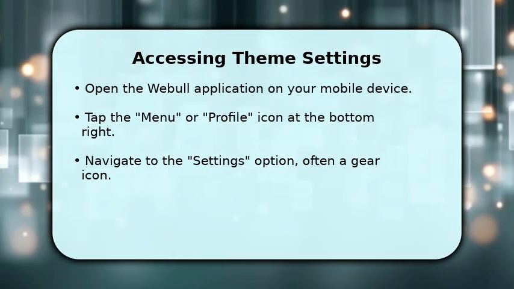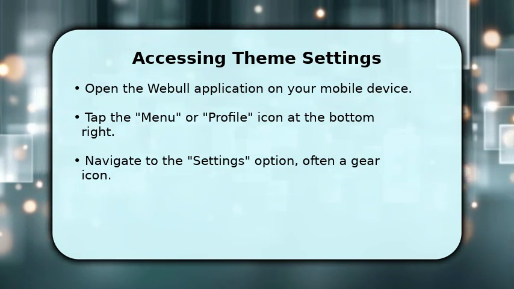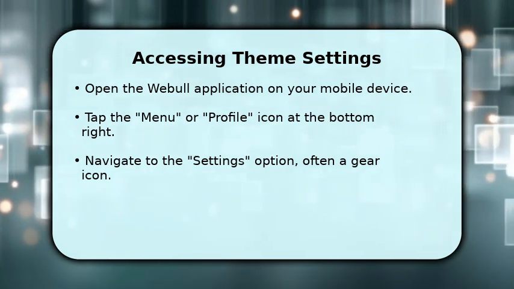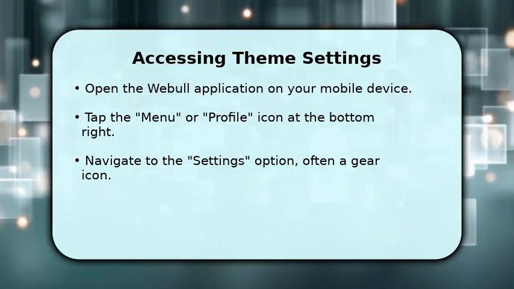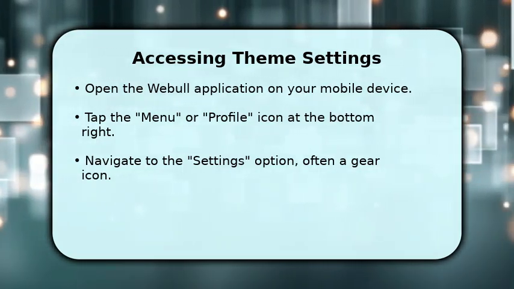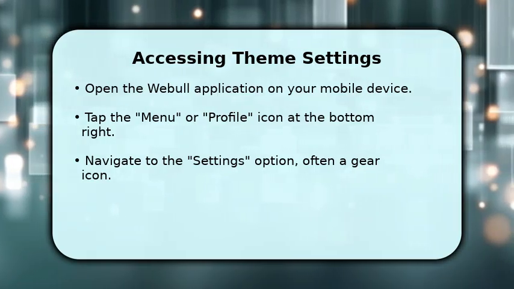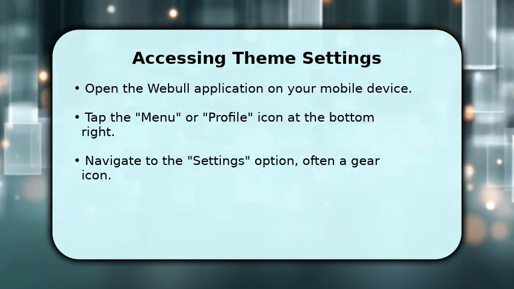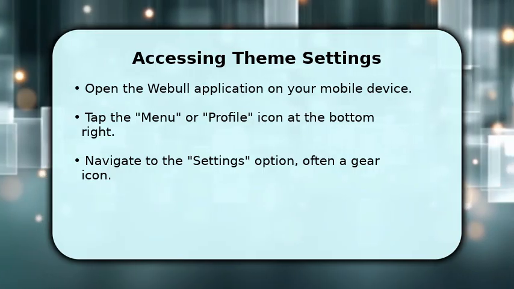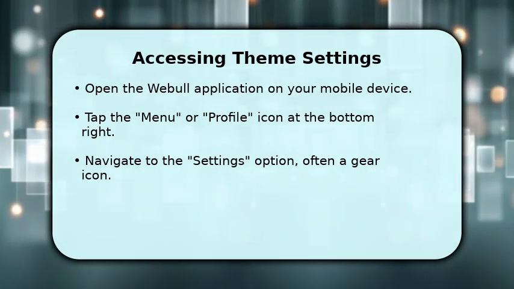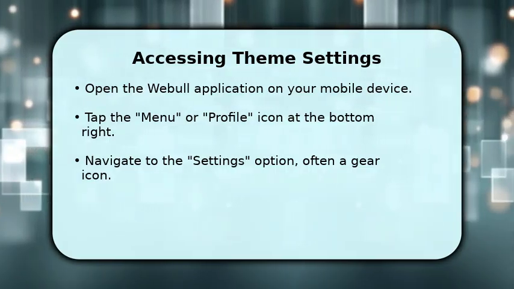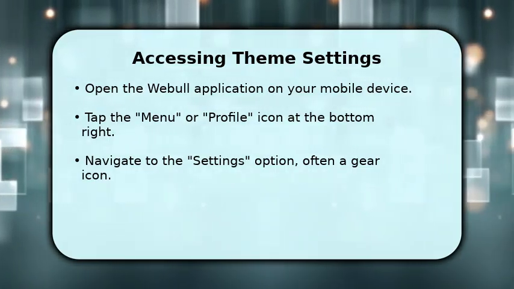To begin, launch the Webull application on your mobile device. Once the app is open, look towards the bottom right corner of your screen. You'll find either a menu icon, which might look like three horizontal lines, or a profile icon, often a silhouette of a person. Tap on this icon to open your personal menu. From there, you'll need to locate and select the settings option, which is typically represented by a small gear icon.